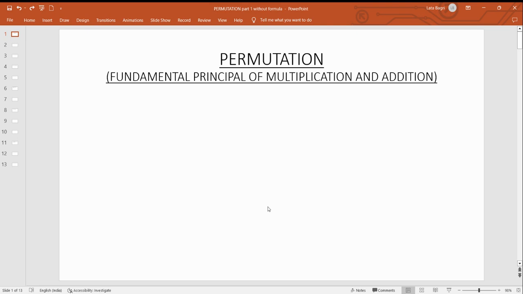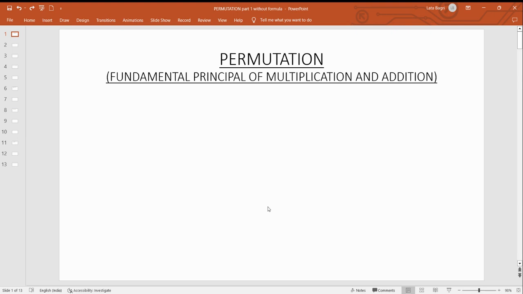Today we are going to do permutation using the fundamental principle of multiplication and addition. If you want to start the question straight away, you can skip this video by 3-4 minutes, okay? Or you can understand the explanation. It will be very quick, okay? So what is this fundamental principle of multiplication and addition?